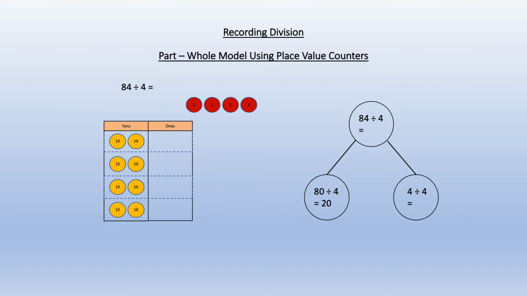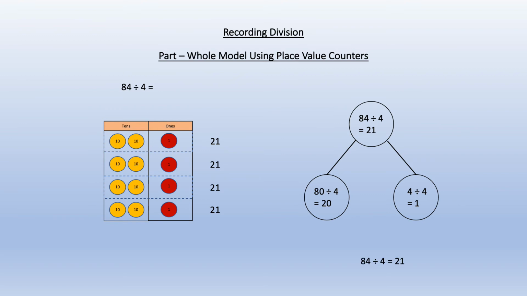I can see that each of the 4 sections has 2 tens counters in making 20, so 80 divided by 4 equals 20, and we can write that in the bottom left circle. Then we do exactly the same for the ones. There is 1 red counter in each section. And we can see that 4 divided by 4 equals 1, and we can write that in the bottom right hand circle. We can see that each row has 2 yellow tens and 1 single ones, making 21, which can be put in the top circle and then back into the original number sentence.